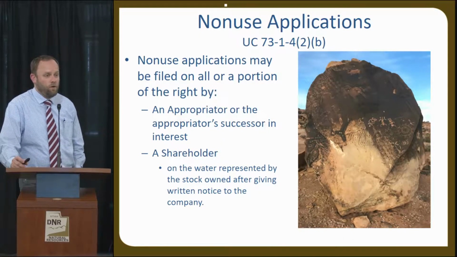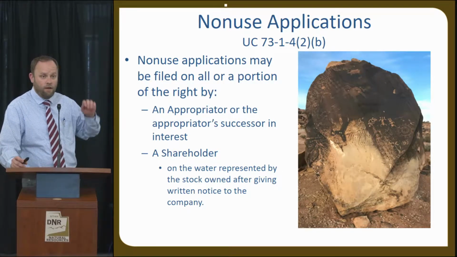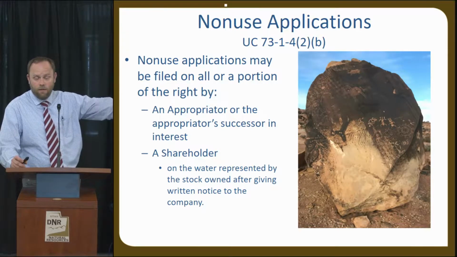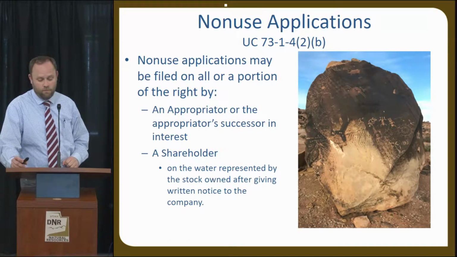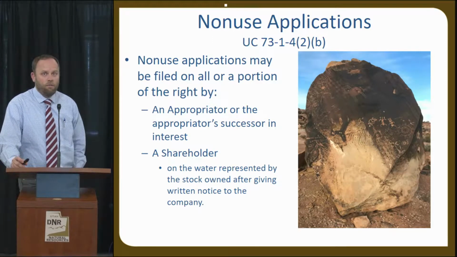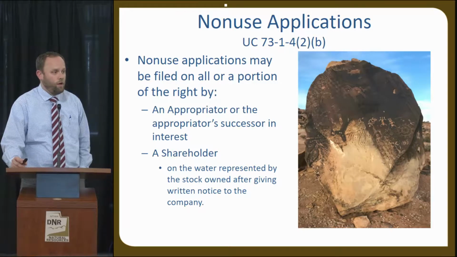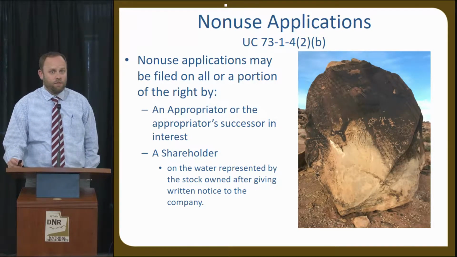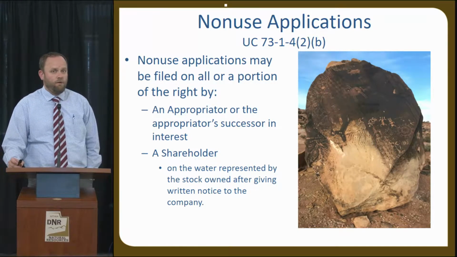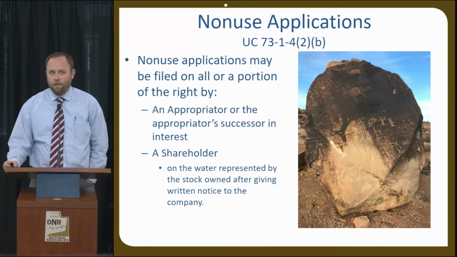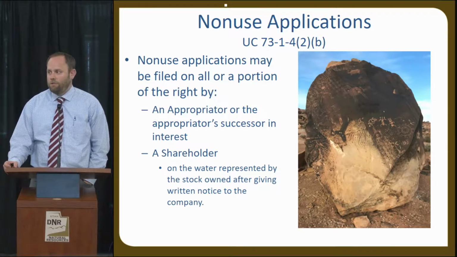And that's important. That 15-year mark plus the non-use application periods. You could have 5 of those non-use application periods up and still have some non-use back there, and that can still be an issue for you. Okay. A non-use application can be filed on all or a portion of a right by an appropriator or an appropriator's successor in interest. It can also be filed by a shareholder with shares in an irrigation company. But in this case, you need to give written notice to the irrigation company that you have done so.